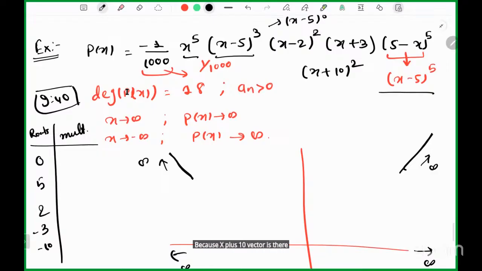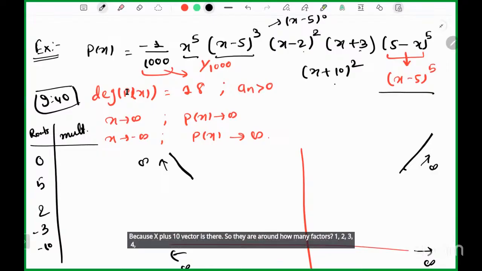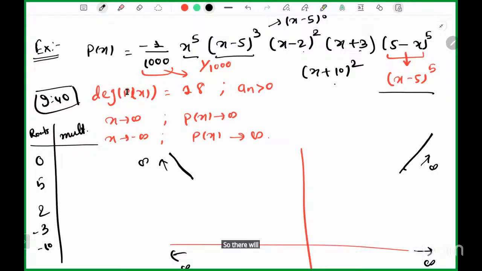So there are how many factors? 1, 2, 3, 4, 5. Different, right? So there will be 5 roots. Is that clear so far? Yeah. Okay. Now what are the multiplicities we have to check?